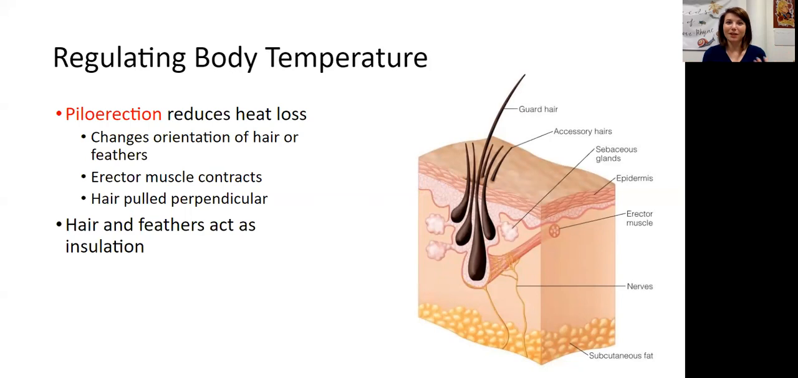So if you've ever seen a bird in the winter and they're all fluffed up like a little fluff ball, they're thermoregulating. They're trying to maintain this heat layer between their bodies and the feathers.